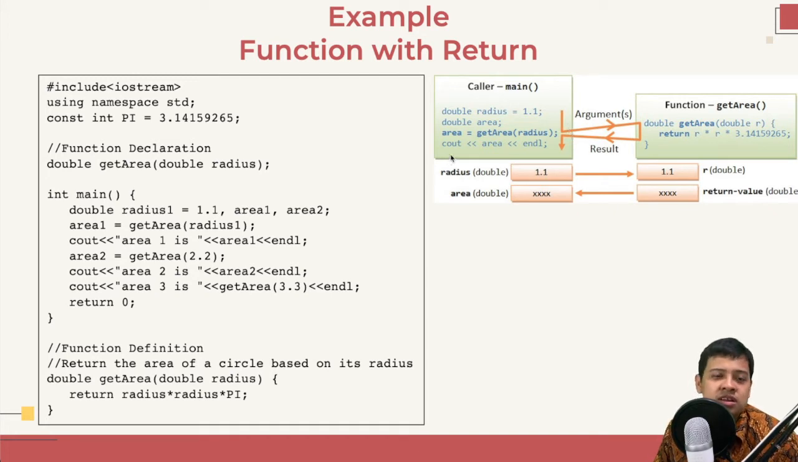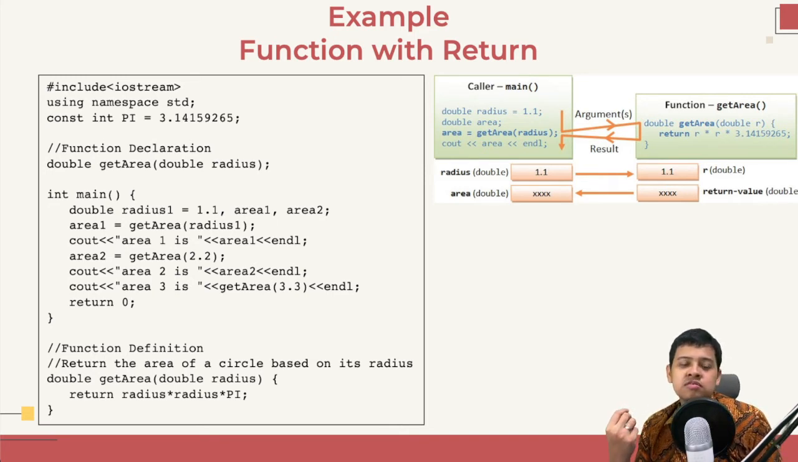So the caller runs a function by calling the name. That's the terminology of programming. So hopefully you understand this. When we want to call a function, we just write the name and the parameter. This get area with radius 1 will return a value.